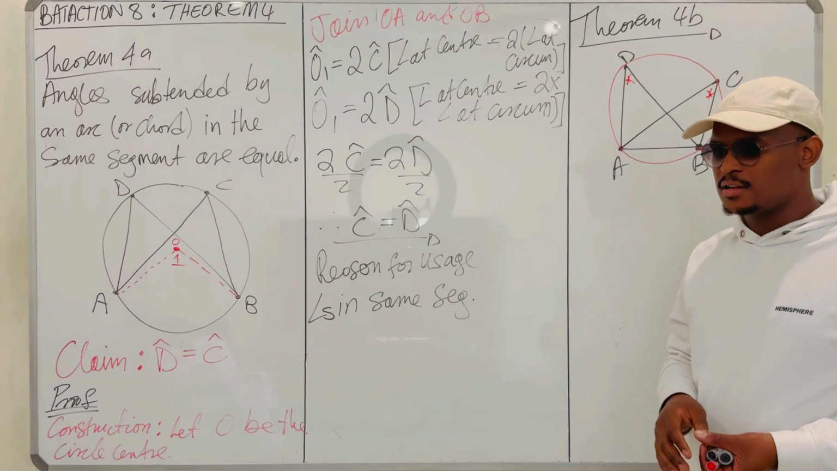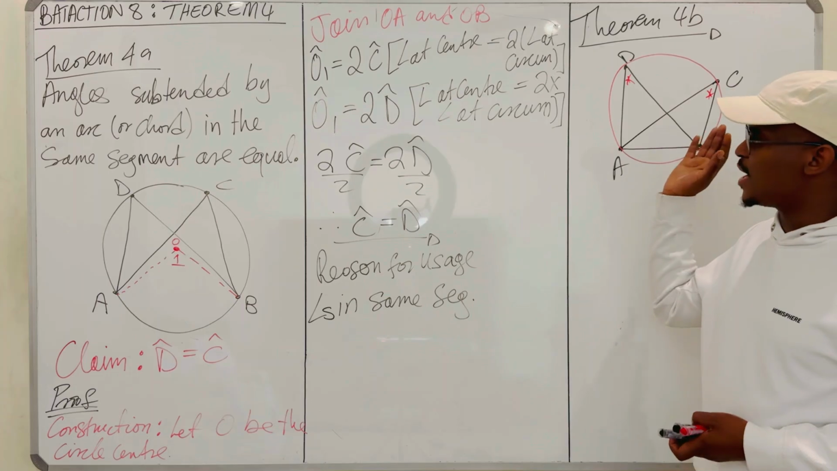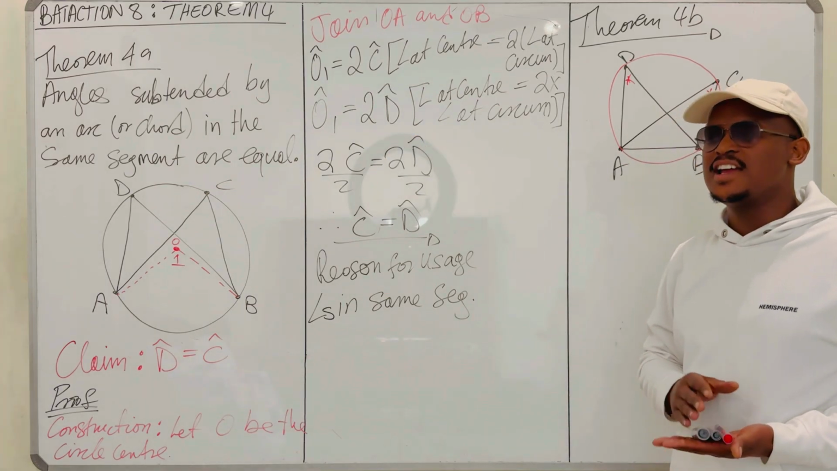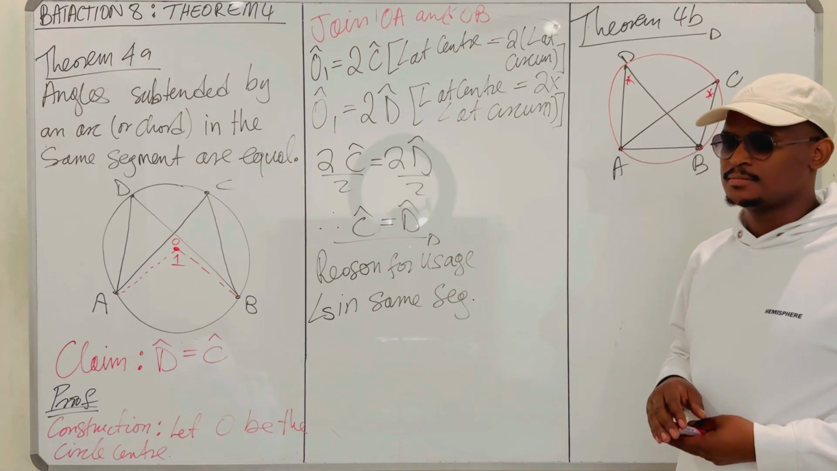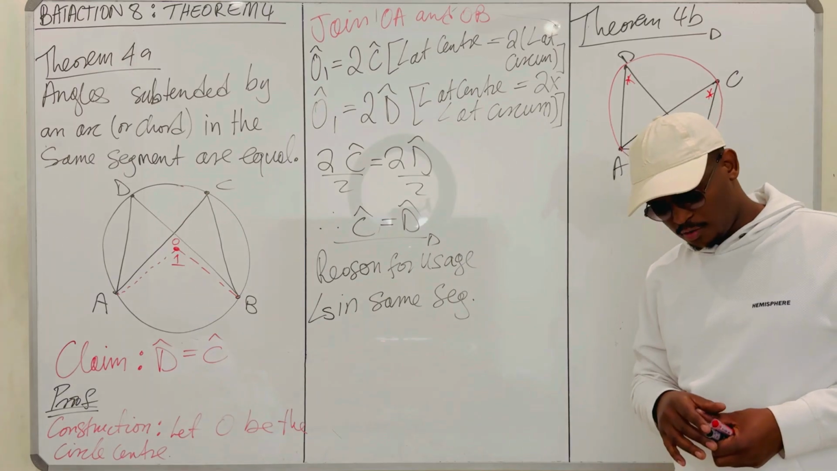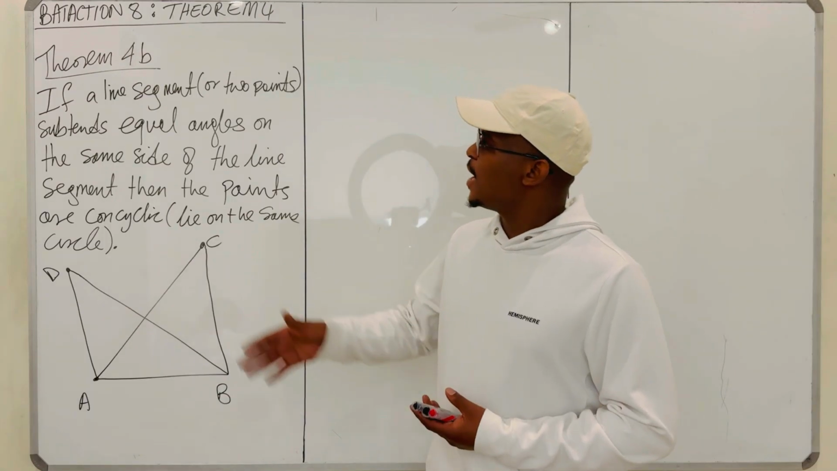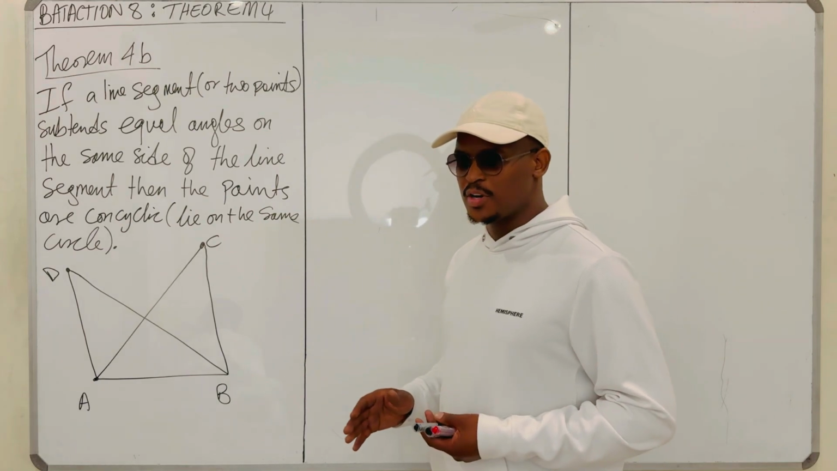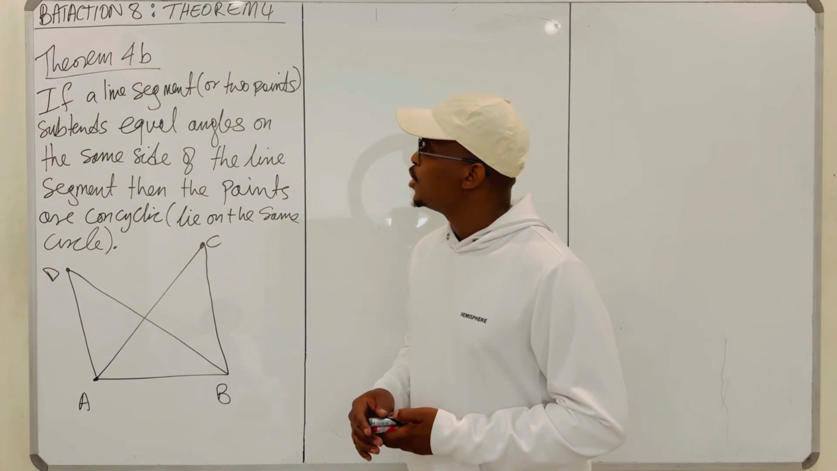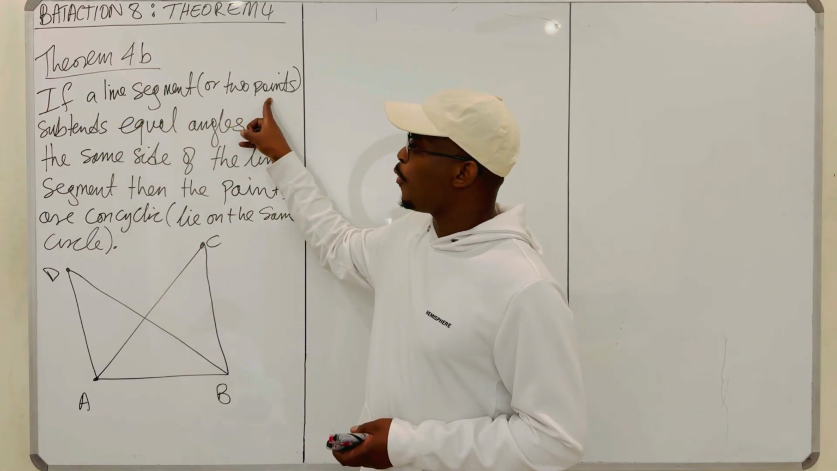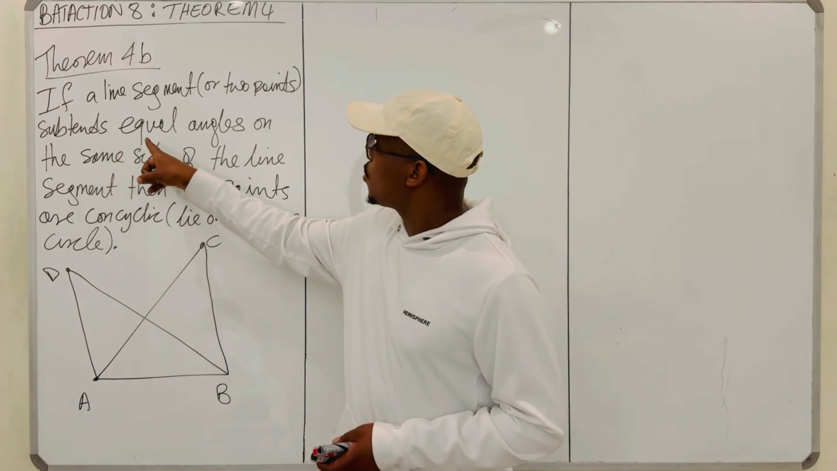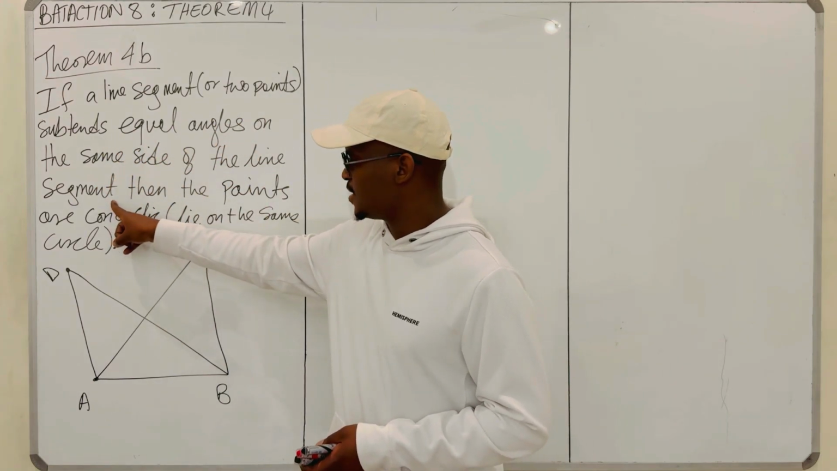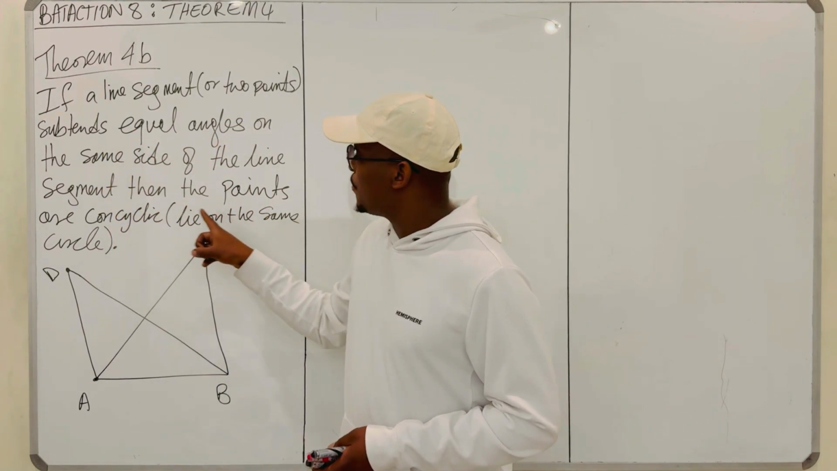Do you guys understand? Yes. So I'm going to clean the board, I'm going to write theorem 4a, and I'm going to prove it. So let's go. Okay, so now I've written it here. Let's read it and then talk about it more and try to prove it. It says that if a line segment or two points subtends equal angles on the same side of the line segment, then the points are concyclic.